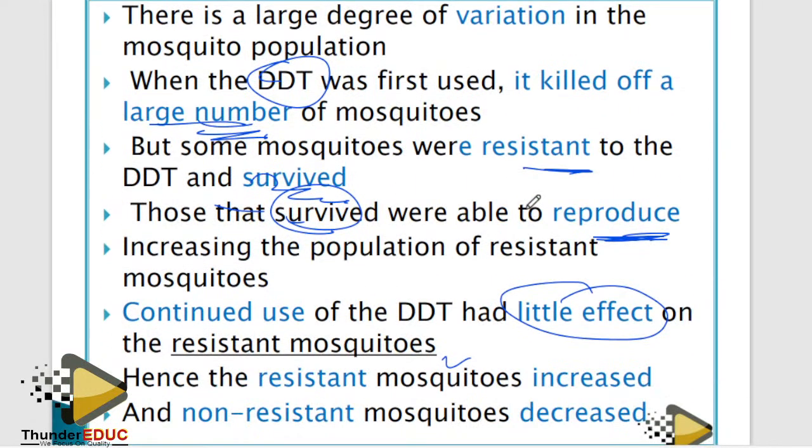Variation: you tell me which variation it is. Those able to survive DDT and those not able to survive DDT. Those able to survive the antibiotics and those not able. Those able to survive the ARVs and those not able. Those which survive the ARVs reproduce in large numbers, while those not able to survive die in large numbers. Those which survive pass their gene of resistance to the next generation. Continued use of these ARVs, antibiotics or DDT will have no effect or little effect on these organisms. Therefore, the resistance has increased. So that's what you talk about.